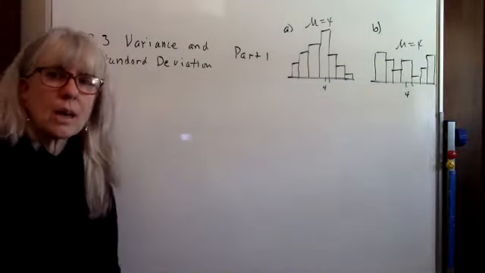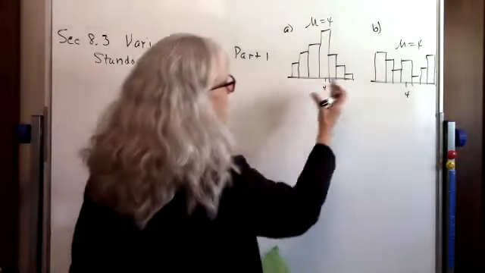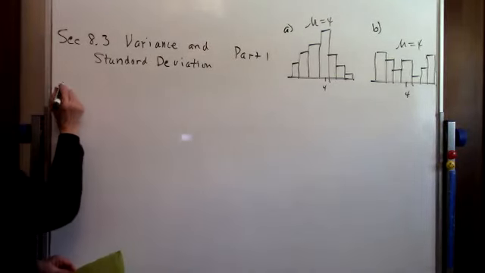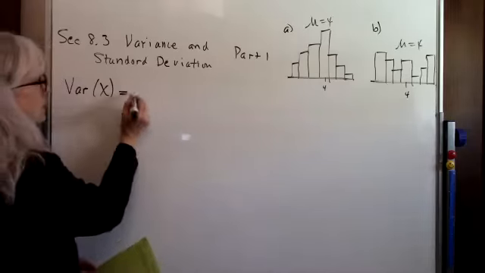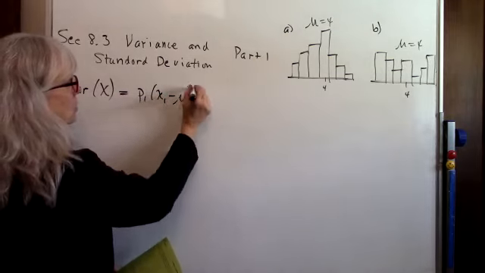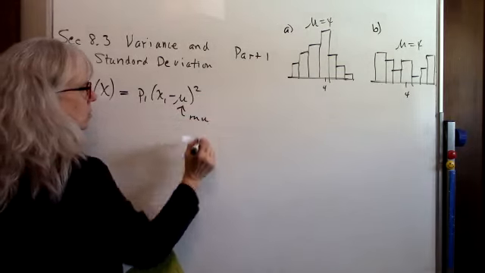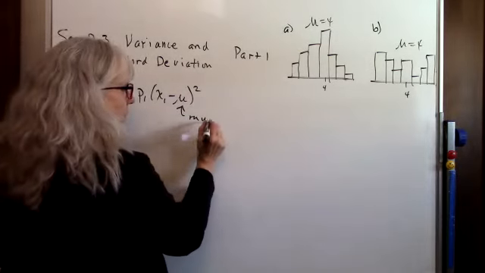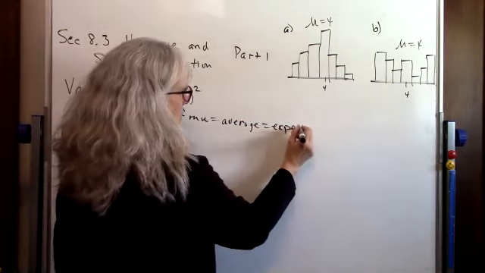One measure of the degree of the spread is called the variance. So the variance is a measure of how spread out the data is. So we have a formula for it, and we have notation for it. VAR of X, which stands for variance, is equal to the probability 1 times X1 minus mu quantity squared. Mu is a Greek letter that looks like a cursive U, and for us, it's our expected value or average.